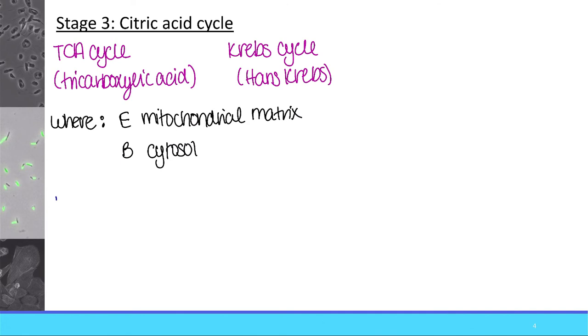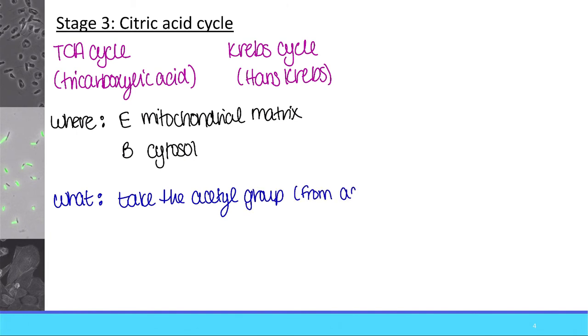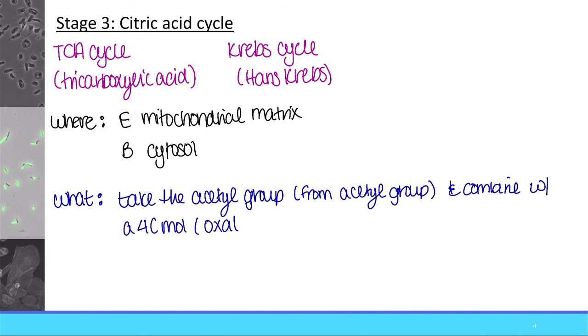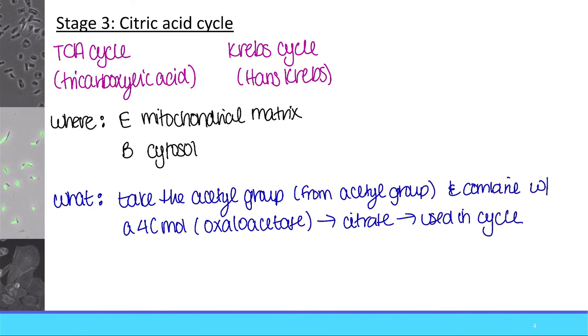So let me give you a brief overview of what happens in this cycle. We are going to start by taking the acetyl group, which is coming from acetyl-CoA. This acetyl group is what is left of glucose, and we combine that acetyl group with a 4-carbon molecule, oxaloacetate. And this is going to make citrate, and the citrate is then used in the cycle. We're going to leave our general overview at that. We will actually draw this process out, and you'll see some of the other details of what occurs.